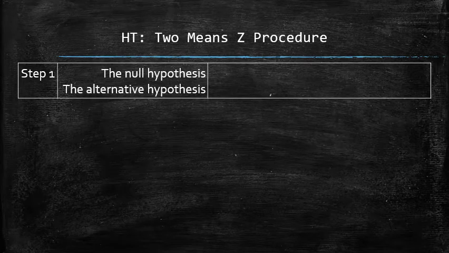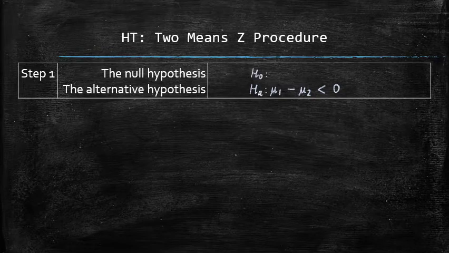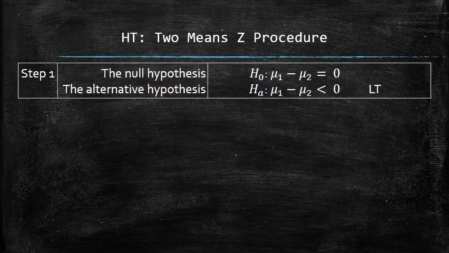Since our claim mu1 minus mu2 is less than 0 is in the form of an inequality, we're going to set it up as an alternative hypothesis. Therefore, the null hypothesis, which is always in the form of an equation, must be mu1 minus mu2 equals 0. So the test is left tail.